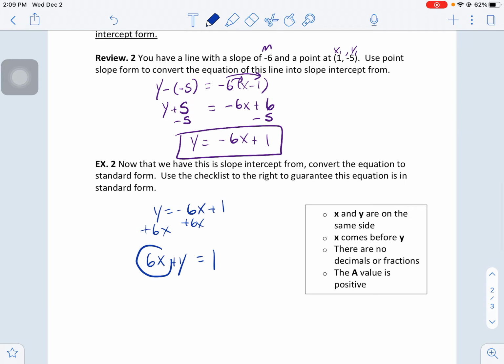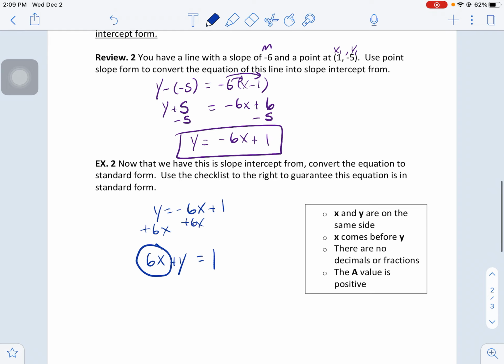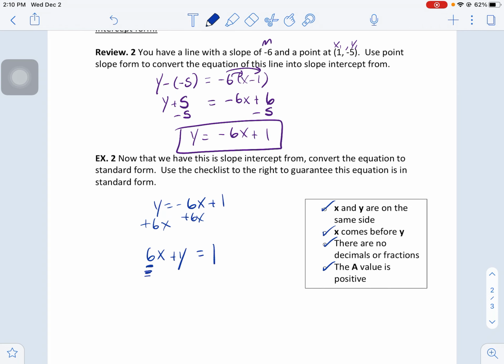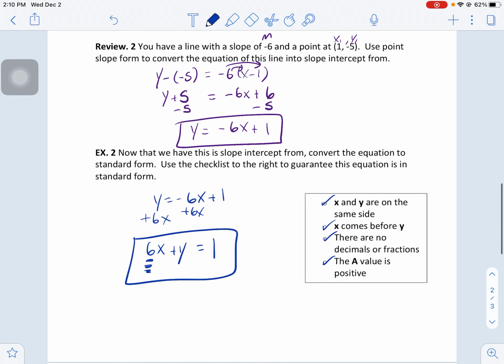In standard form, I forgot to mention this, but the x always has to be in front. Okay, so because it's plus 6, we just keep it as a positive 6 here, but we don't write the positive part. Okay, and then to me, this looks like it's in standard form, so let's double check. X and y are on the same side, check. X comes before y, check. There are no decimals or fractions, check. The a value is positive. Yep, so the a value in this case is 6, so that would be a positive number. So we're good. 6x plus y equals 1 would be standard form for that line.